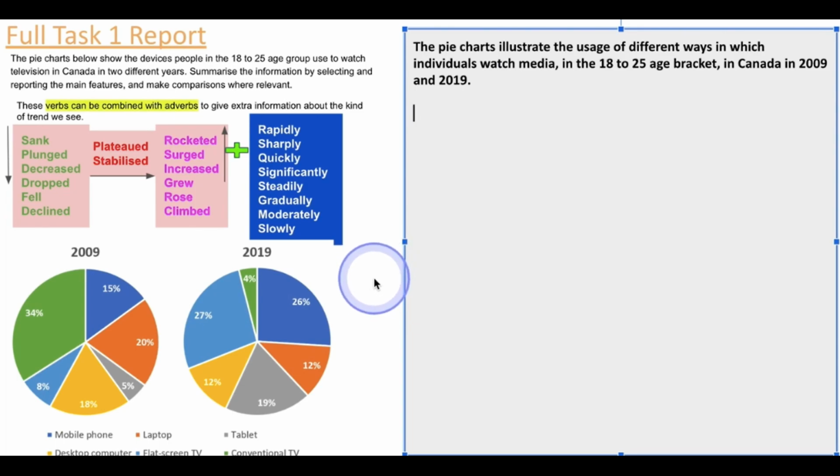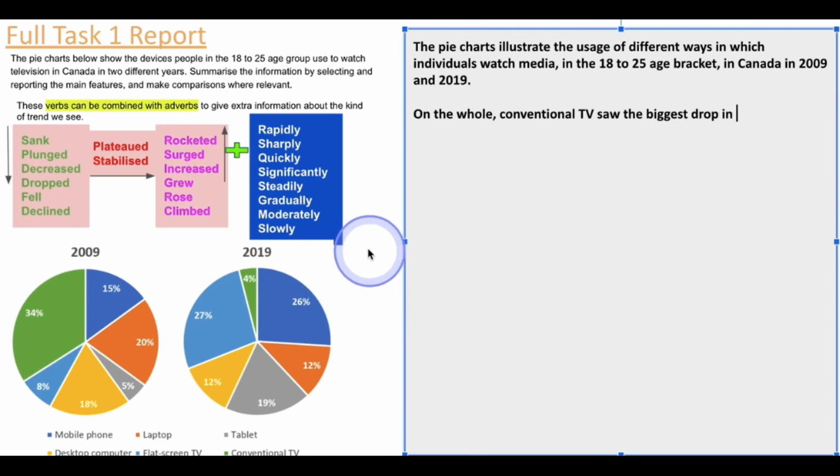We need to go into our overview and we can say something like, on the whole, quite a nice way to open this up. On the whole, conventional TV saw the biggest drop in use over the 10 years.